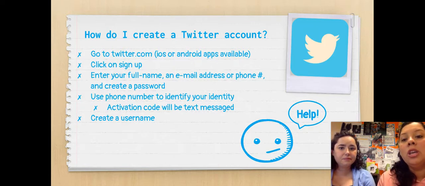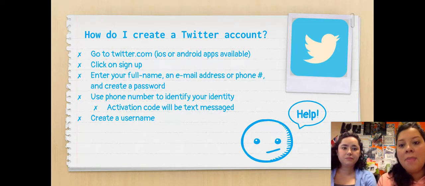So what they'll do is go to twitter.com and they can do it on an iPhone or Android or even on their computer. And then they're going to click on sign up. They'll enter their full name and email address or phone number and create a password. The phone number is used to identify your identity. So Twitter will send you a text message with an activation code. You'll input that activation code to create your username. And then you'll be live on Twitter.